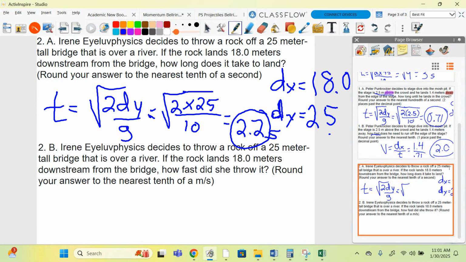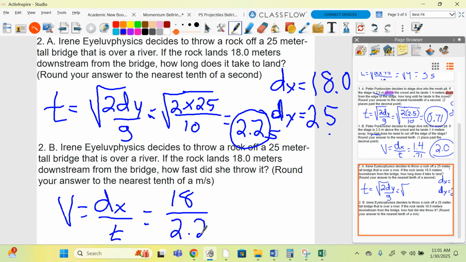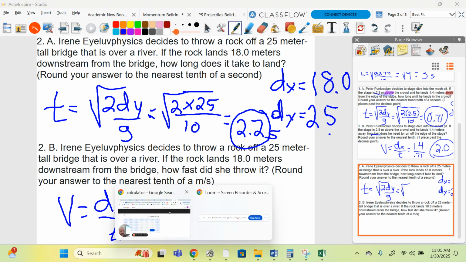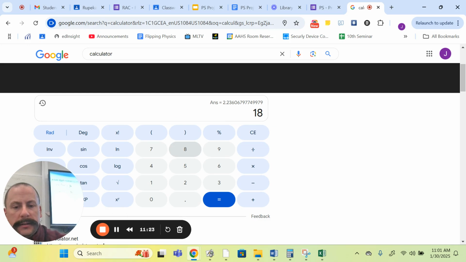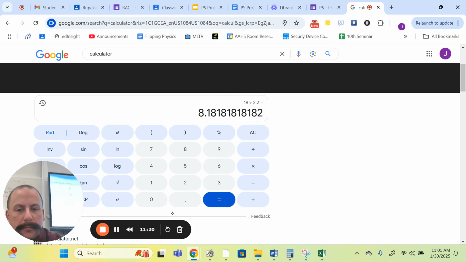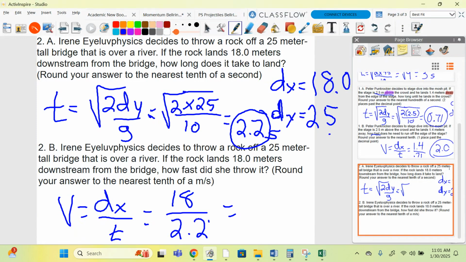Once I have the time it takes to fall, that is also the same time that it is moving forward. To find out how fast it's moving, I'm going to take the dx, which was 18, and divide by the time it took to fall, which was 2.2. I want to round my answer to the nearest tenth. So 18 divided by 2.2, the tenth is one place past the decimal point. I look at the digit to the right. 8 is larger than 5, so I'm going to be rounding this to 8.2.